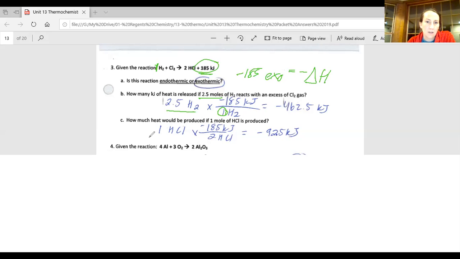In letter C, this time you have 1 mole of HCl, so that's what I start with. I go up here to find the moles of HCl, so that goes on the bottom. Negative 185 equals negative 92.5.